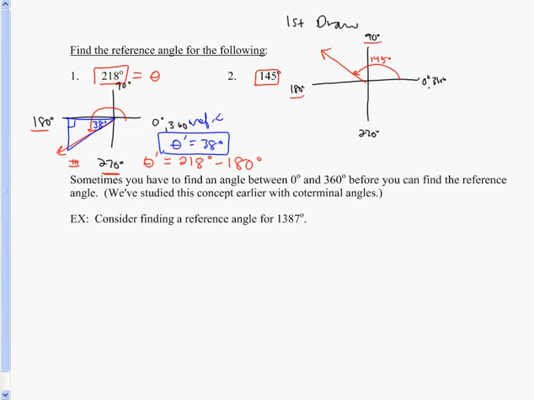So to find theta prime, I'm going to take my 180 degrees and subtract off my theta, which is 145 degrees. That was given to me. And so theta prime is going to be 35 degrees. This angle here, which is theta prime, is 35 degrees. And I could draw a triangle associated with that back to the x-axis. Okay. So those are ways we find reference angles.